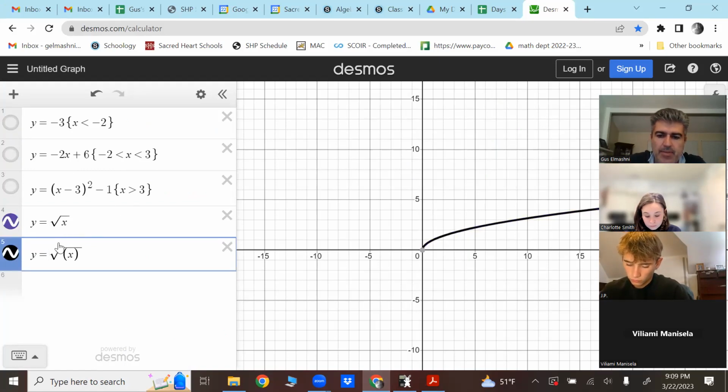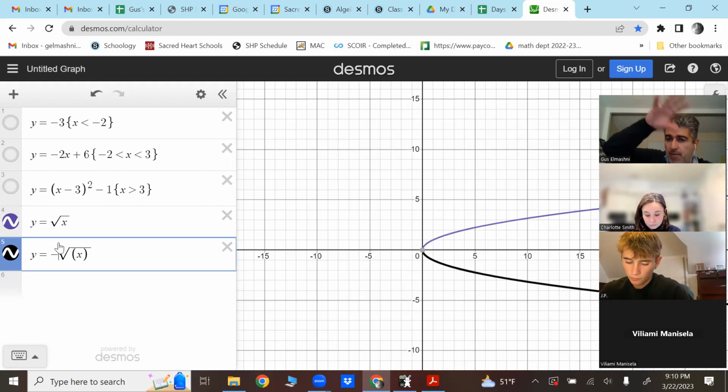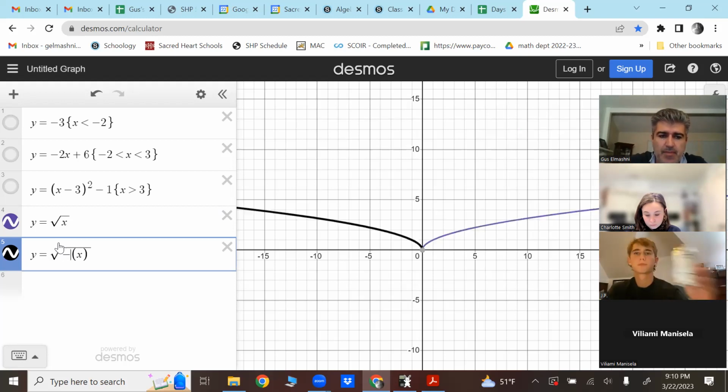Let's put a negative out in front. That clearly flipped over the x-axis. So that's a reflection about the x-axis, because you're multiplying the y values by -1. Instead of all the y values being positive, all the y values are negative. That's why it flipped over the x-axis. Now, what if I put a negative on the inside? Now it flipped over the y-axis, because in order to plug stuff into this graph, I need to plug in negative x values, which causes the graph to go over the y-axis. So that's how you can tell.